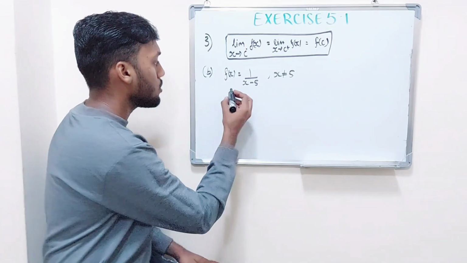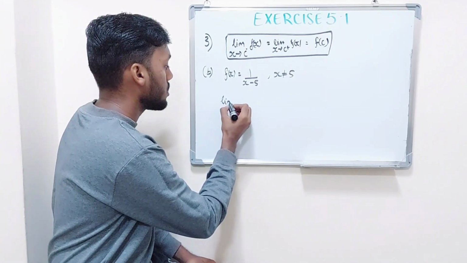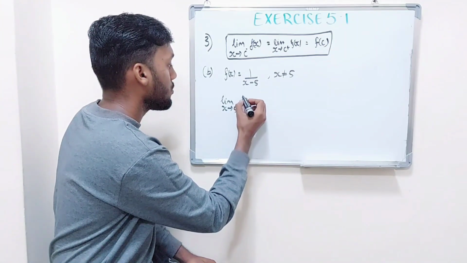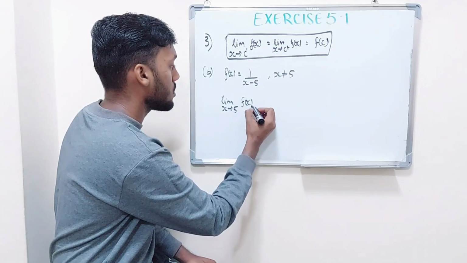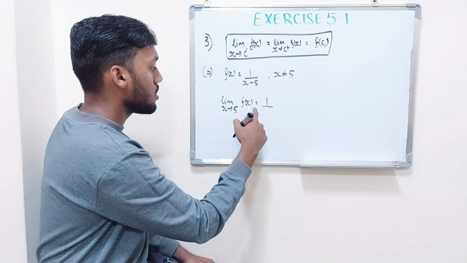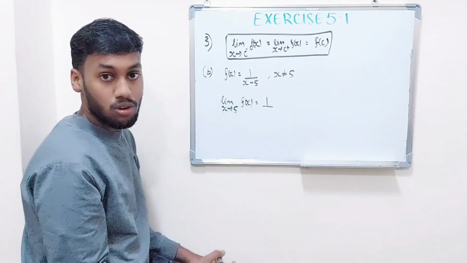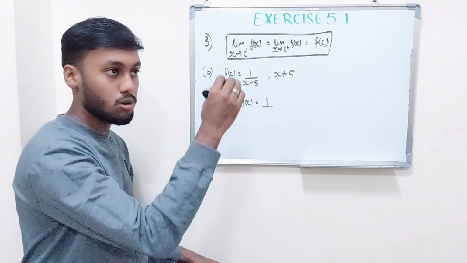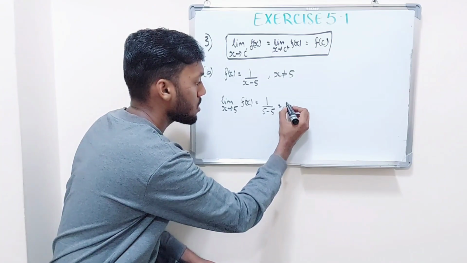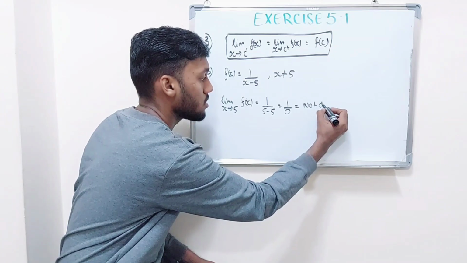Okay, how do we do this? Limit x tends to 5 f of x. What is it? 1 by, if in place of x we substitute 5, what will you get? 1 by 0, right? Or else 1 by 5 minus 5, which is equal to 1 by 0, and this is not defined.